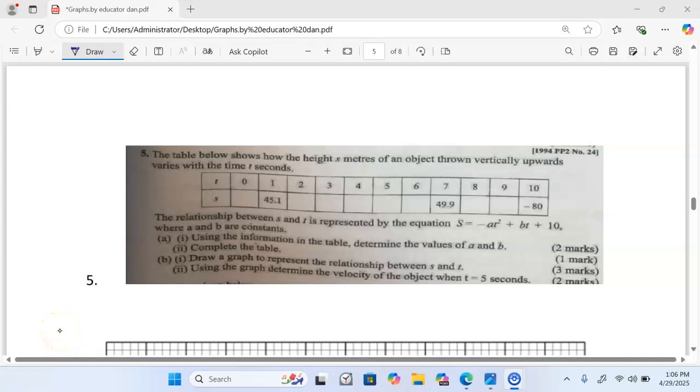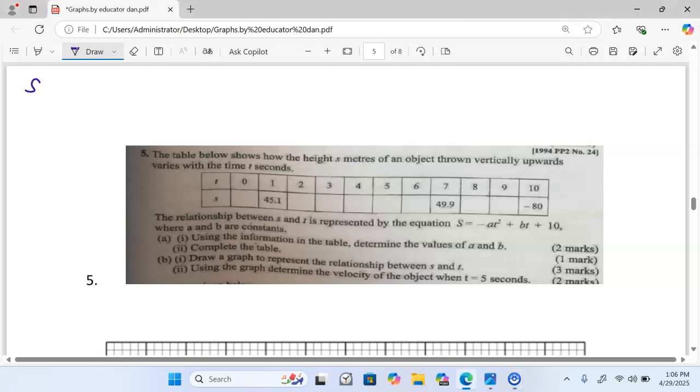We are once again presenting a question on graphs. The question reads, the table below shows how the height s meters of an object thrown vertically upwards varies with time t in seconds. We have a table showing the values for time and also the height represented by s. The relationship between s and t is represented by the equation.